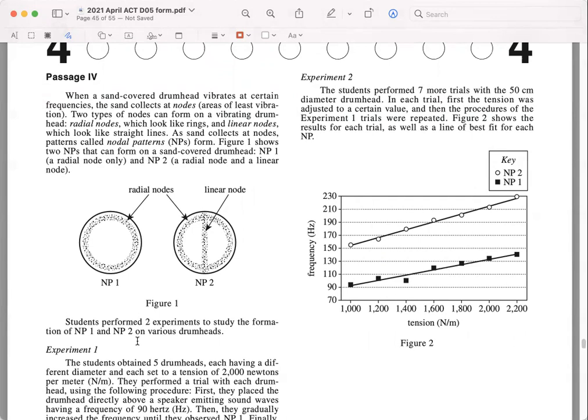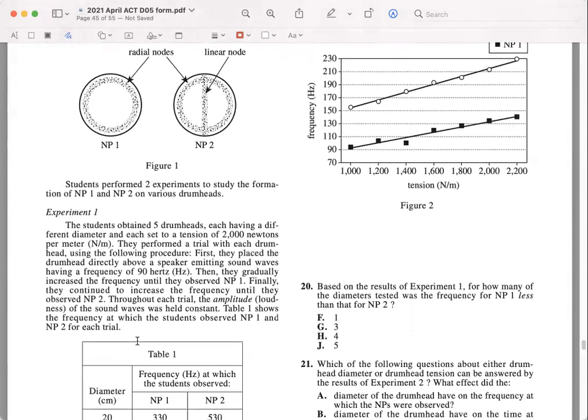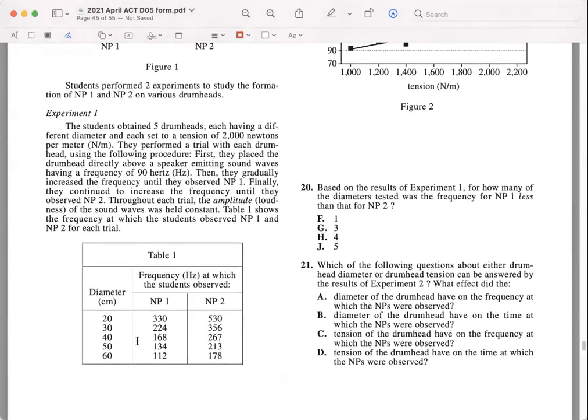Based on the results of experiment 1, for how many of the diameters tested was the frequency for NP1 less than that for NP2? Okay, so it's true for this, this, this, and for this. So for all the 5 trials, you see that the frequency for NP1 is less than the frequency for NP2. So all 5.